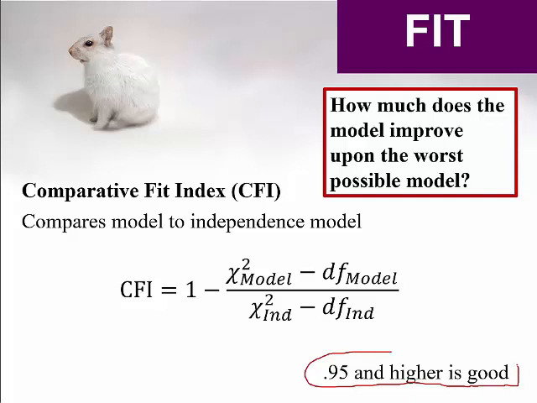So I'm going to suggest to you, just to give you an arbitrary cutoff, that if you do a comparative fit index and you get a value of 0.95 or higher, you can call that a good fit. And if it's less than 0.95, then we've got fit problems. So to be able to say a model has a good fit using the comparative fit index, we want to find a comparative fit index of 0.95 or higher, meaning that your model is essentially 95% better than the worst possible model.